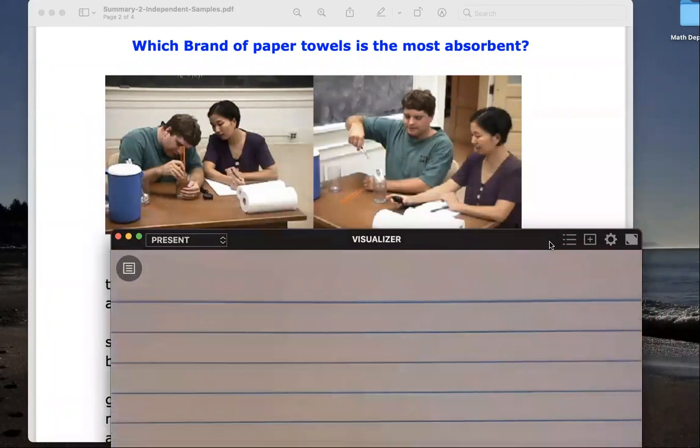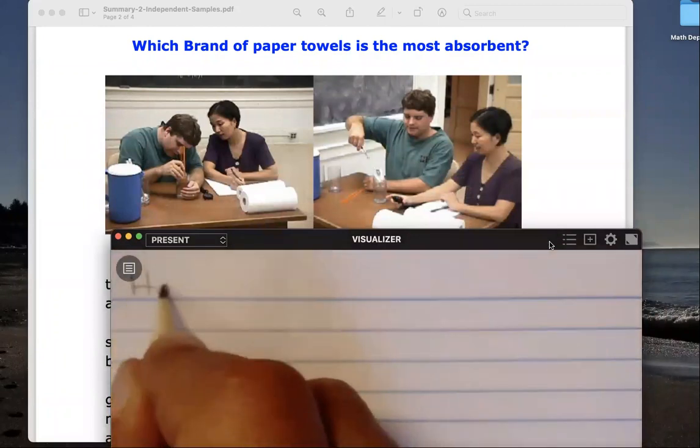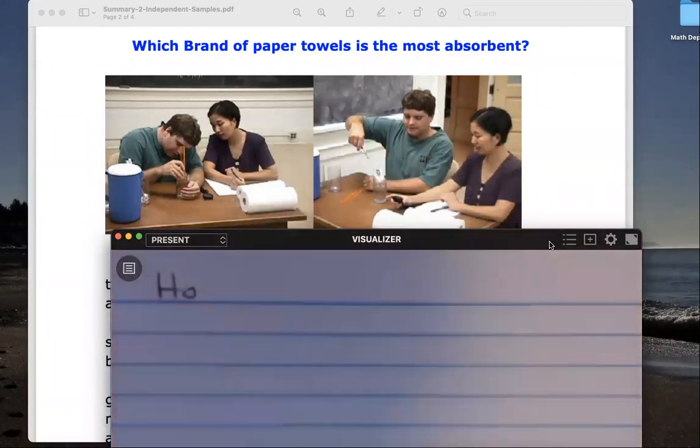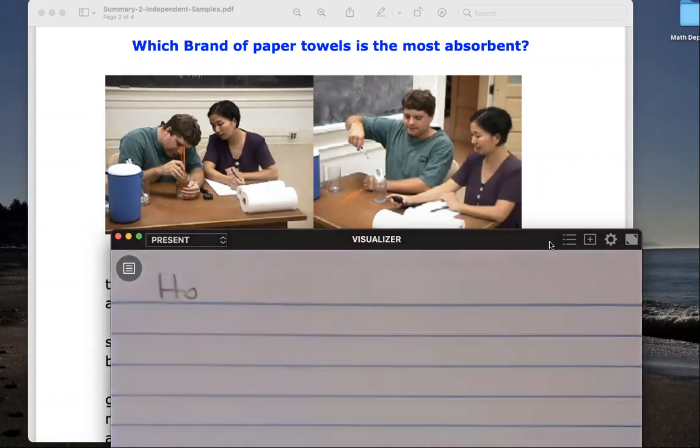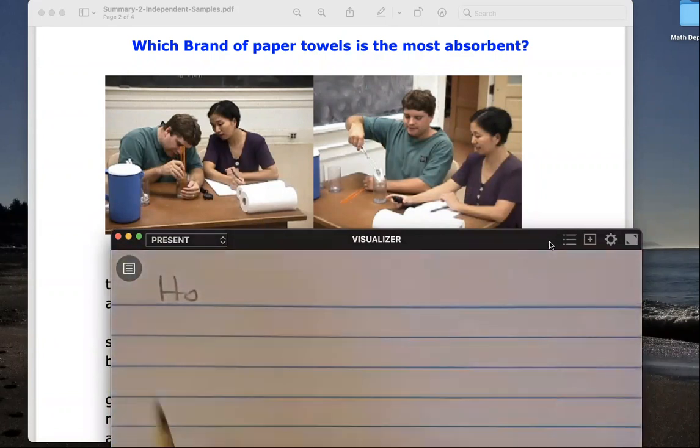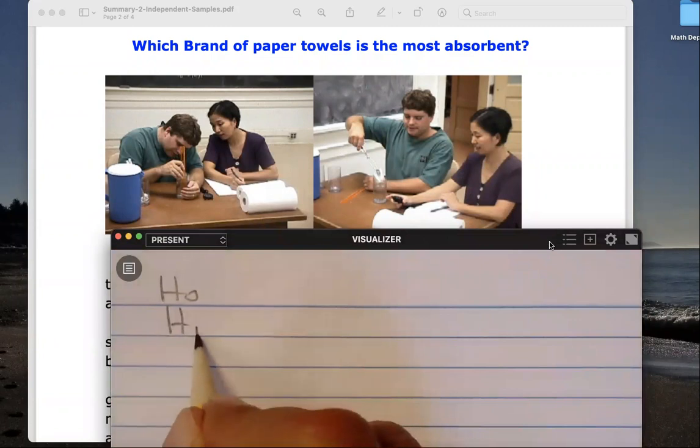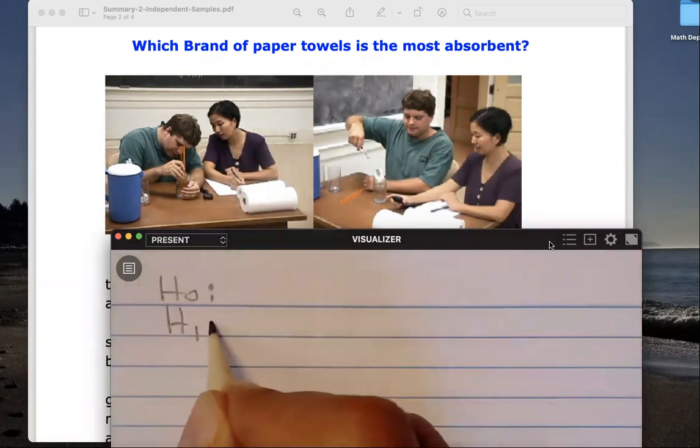What is our null hypothesis? Oops, I need to hit focus. There, that'll work. And our alternative. So what's our null and what's our alternative?